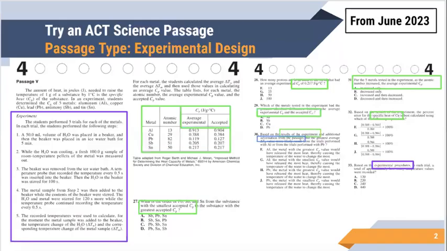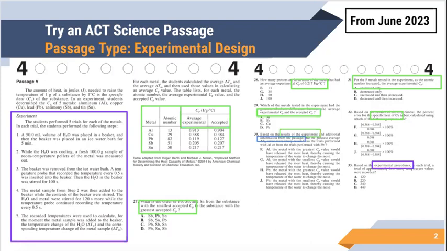This is the practice passage that we're going to work with today. It is from June 2023, so fairly recent. And the passage type is experimental design, meaning a scientist did an experiment and then you look at the results. Sometimes for these, you'll have multiple experiments, but for this one, we just have one experiment.